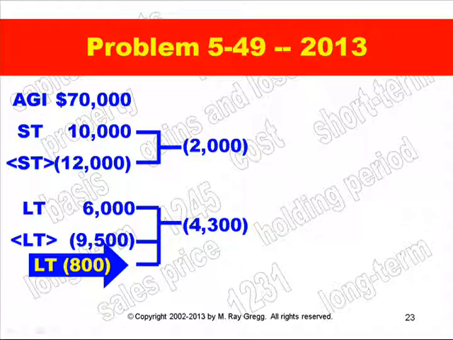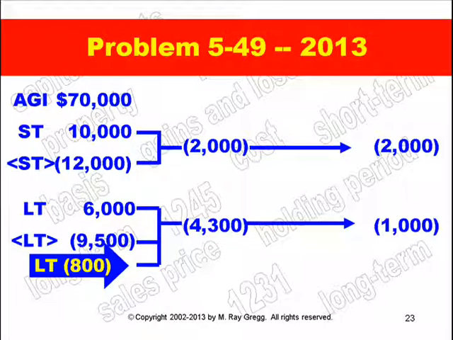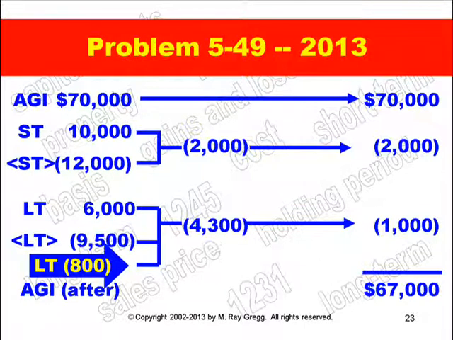This time the two loss positions have the same sign. The $3,000 annual maximum comes from the short-term first. $2,000 of the short-term loss is used, and then $1,000 of the $4,300 long-term is used to come up with a total of $3,000 in capital loss deductions, the annual maximum. To determine AGI, we would begin with the $70,000 in AGI before the capital transactions, reduce that by the annual maximum of $3,000 in loss. AGI would then be $67,000 in this circumstance.